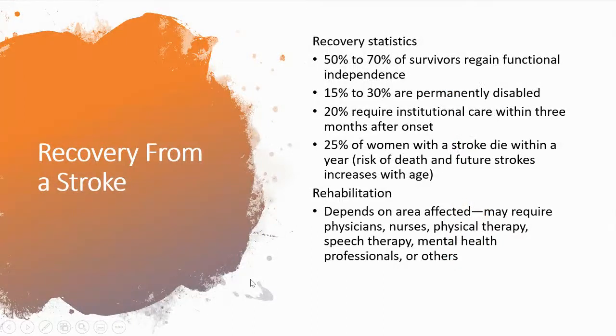When we look at recovery from strokes, the good news is that 50 to 70% of survivors will regain functional independence, meaning they can live independent lifestyles. 15 to 30% are permanently disabled, and that varies between different people and how severe the event was. 20% require institutional care within 3 months after the initial stroke, and 25% of women with a stroke die within a year. In addition, risk of death and future strokes also increases with age.